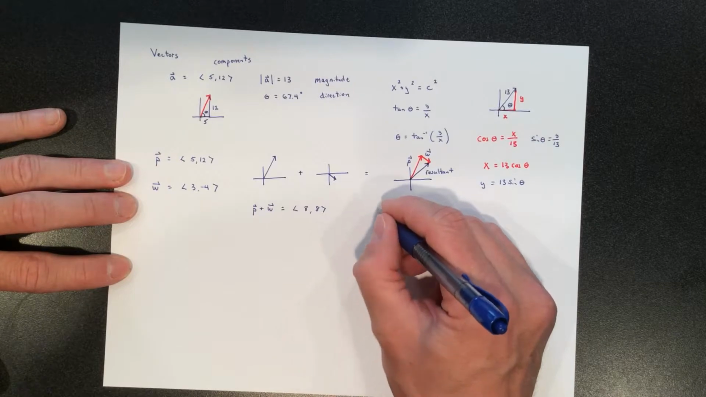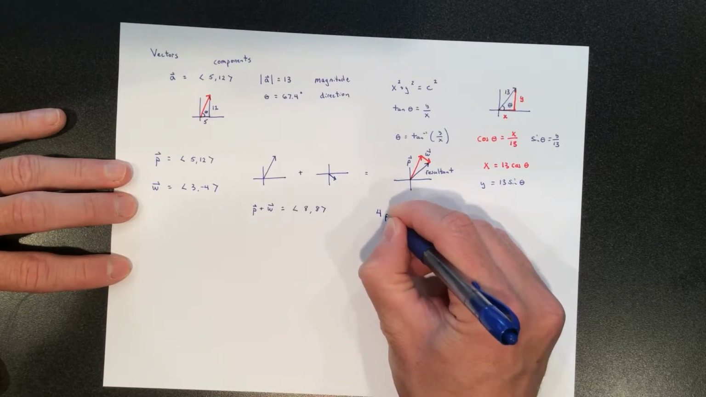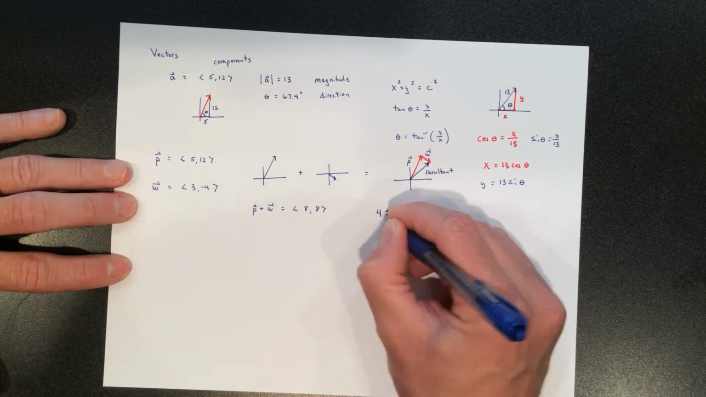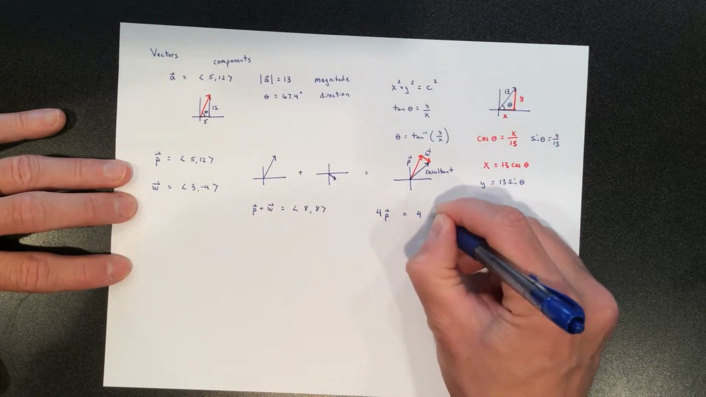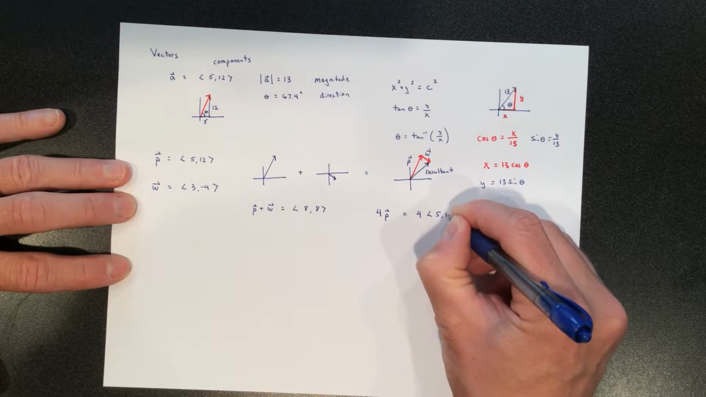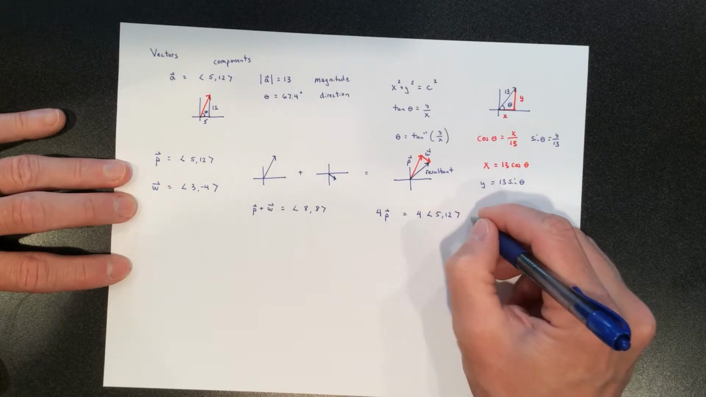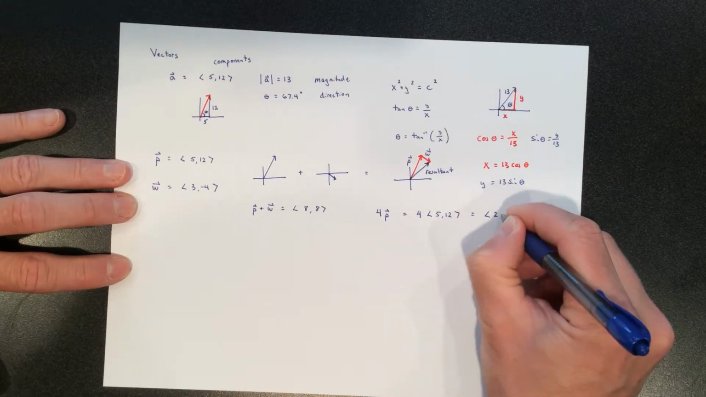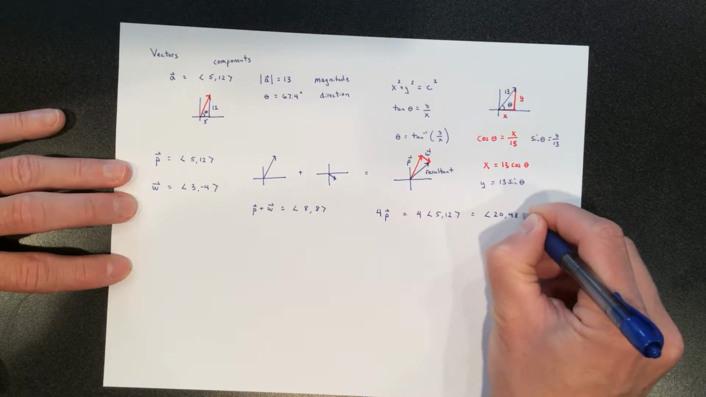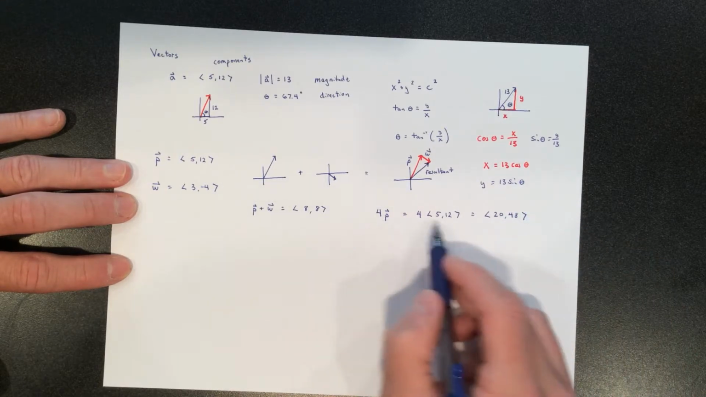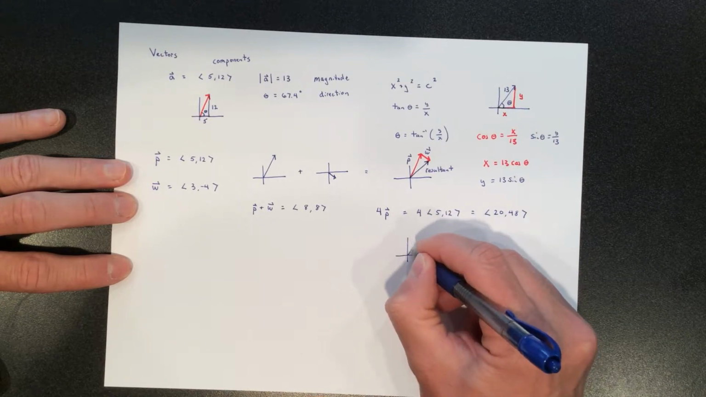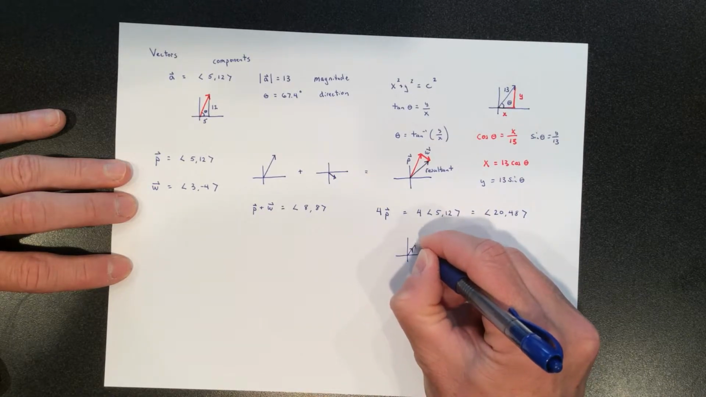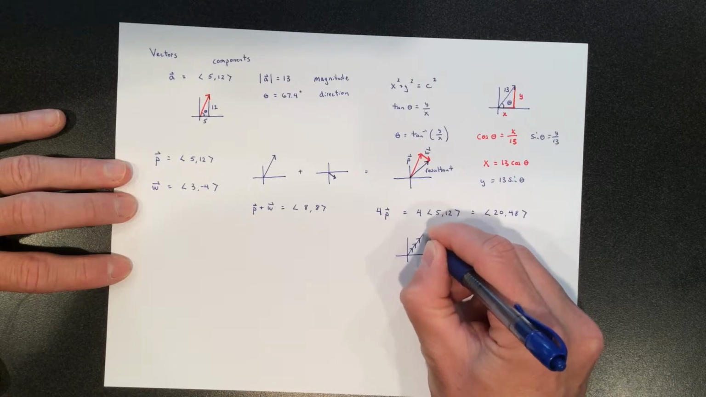We can even multiply by a scalar. We could say something like, well, what is 4p? Well, 4 would be a scalar, right? It's just a number. And we'd multiply it by p. Well, that's just 4 times 5, 12. Well, that's just 20, 48. And what we would notice is that this is just 4 copies of p. So on a graph, this would just be 1, 2, 3, 4.